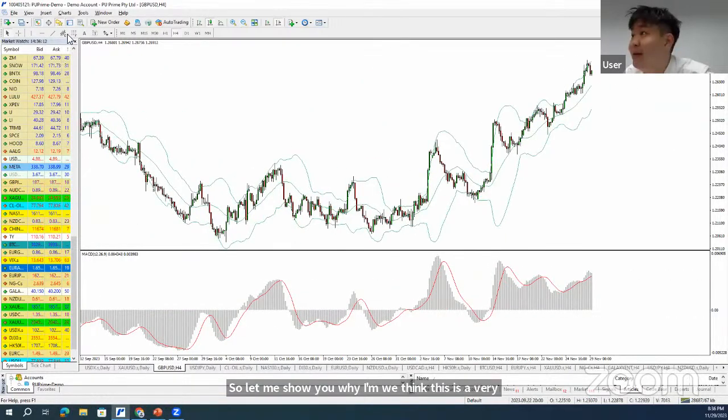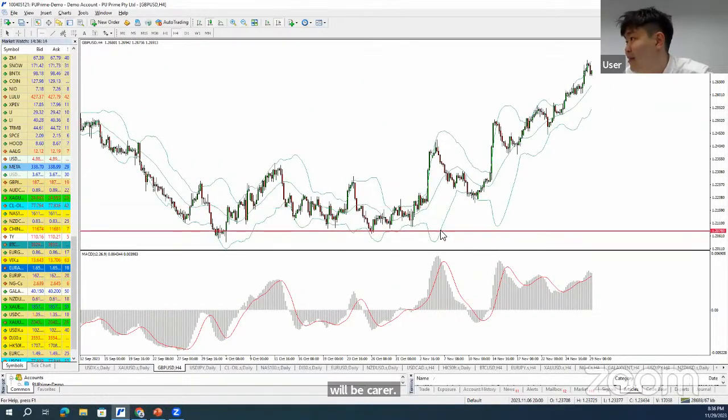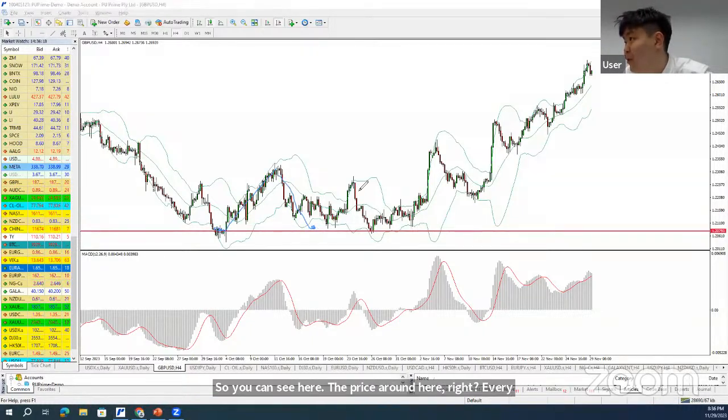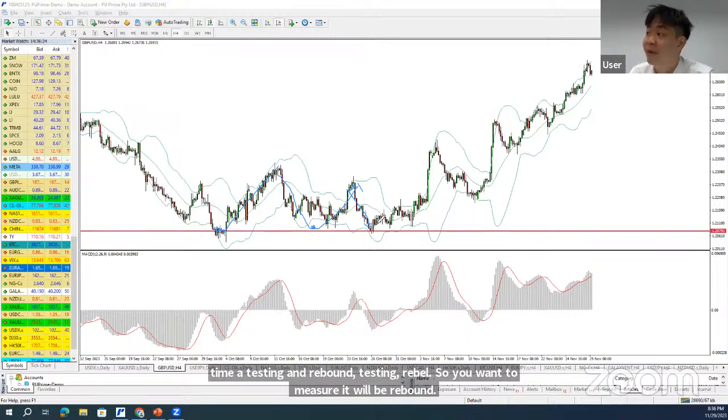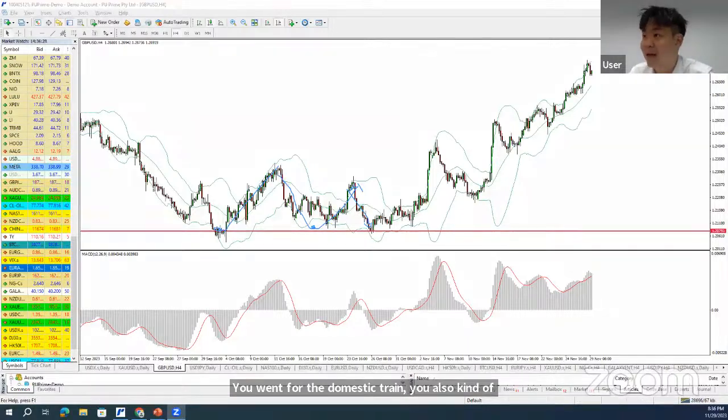So you can see here, the price around here, every time you test it, it rebounds, tests, rebounds. So you want to make sure it will rebound, so you wait for the trend reversal candlestick to be formed. As for now, here is the morning star candlestick, or another term is doji candlestick. You can notice over here a very, very small candlestick, a small body, long shadow candlestick. Once it's formed, it rebounds aggressively.